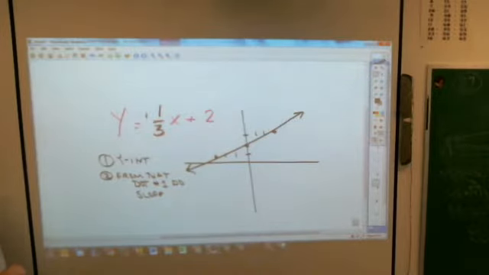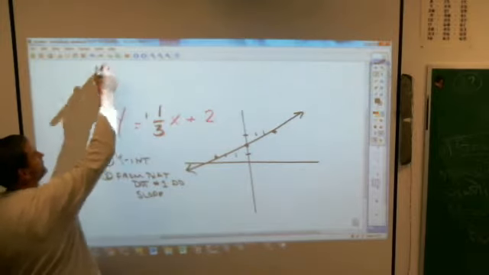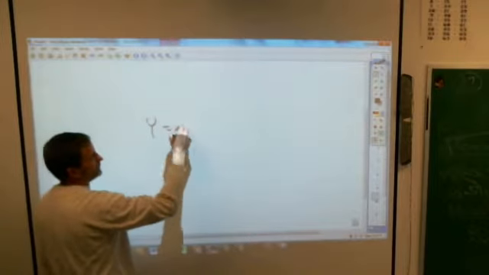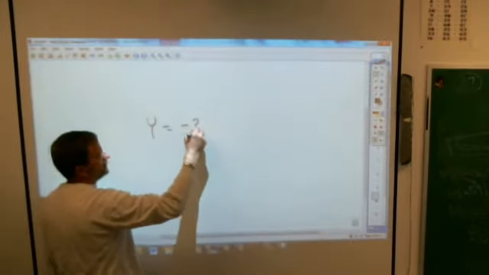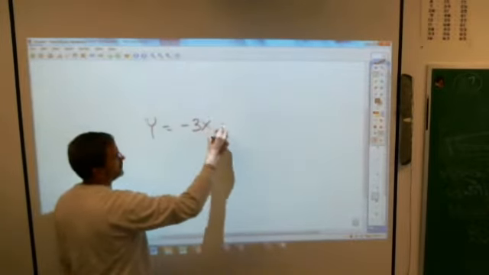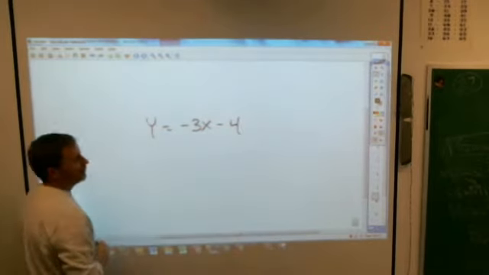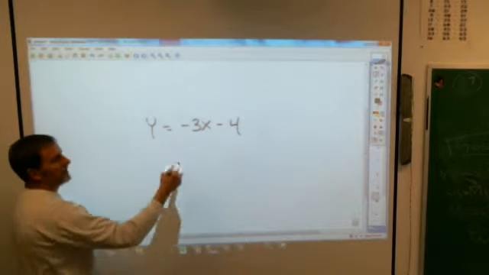People still get confused on it, so we're going to do a bunch of these examples. Let's do a negative one. What if it's y equals negative 3x minus 4? y equals negative 3x minus 4.